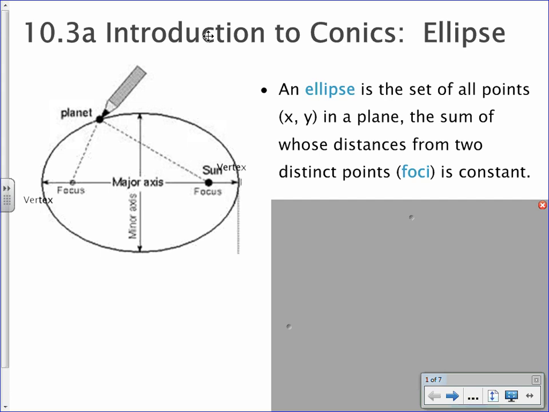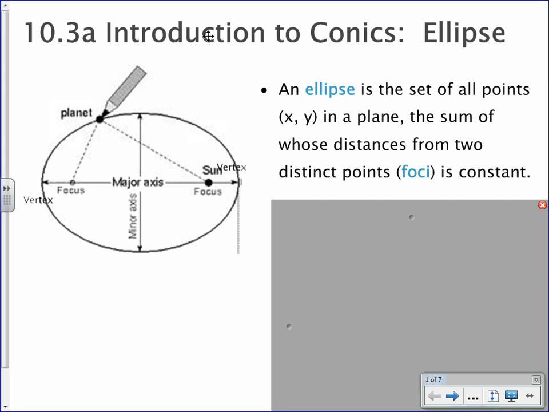Okay, so an ellipse, you might think it looks kind of an oval shape. It's similar to a circle, but it's a little squished. The geometric property of an ellipse is that all the points on the ellipse are such that the sum of the distances from a set of 2 points is constant. Okay, that's kind of a lot of words.